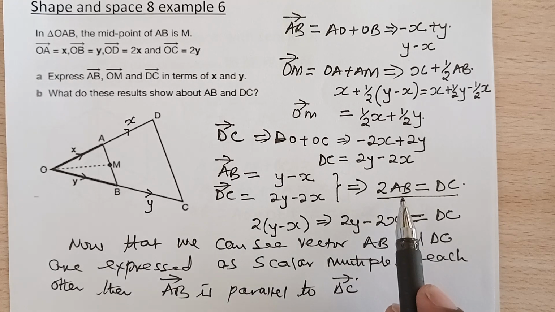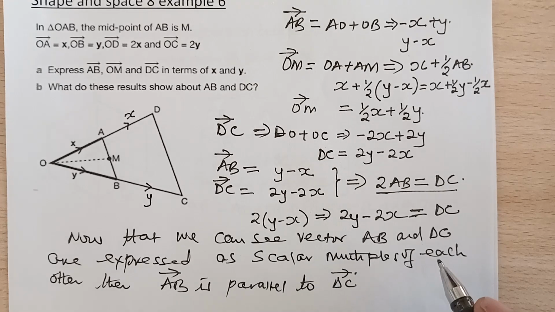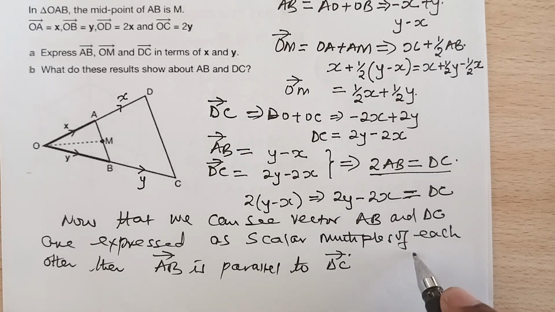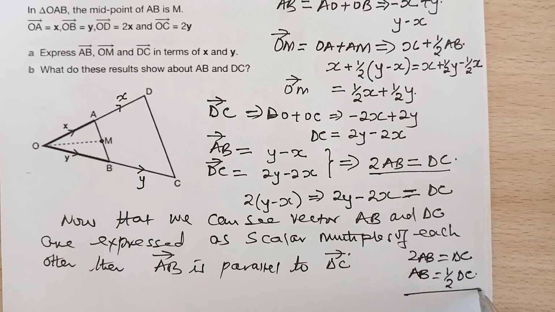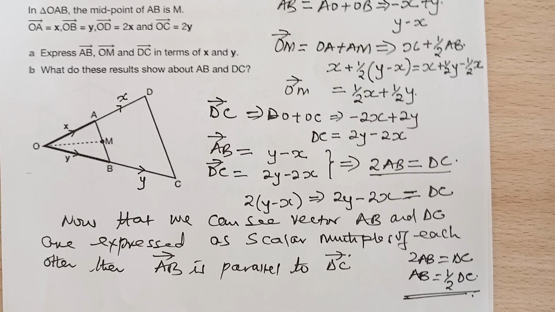And don't forget, even DC can be expressed as a scalar multiple of AB. We just need to divide both sides by 2. Now that 2AB is equal to DC, then AB can also be equal to a half DC. This can also be expressed, and it continues to mean that the two vectors are parallel.